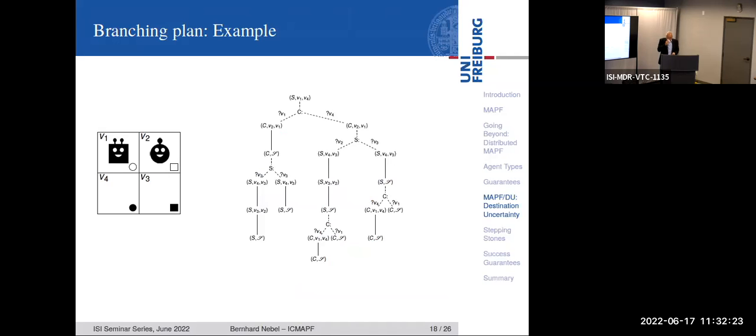So here we have an example plan that is successful, where agent S, the square agent, starts by moving from V1 to V4, and then shifts perspective into agent C. Then we have either the possibility that C wants to go to V1 or to V4, and according to that, the further plan develops. And all in all, after a while, we are successful.